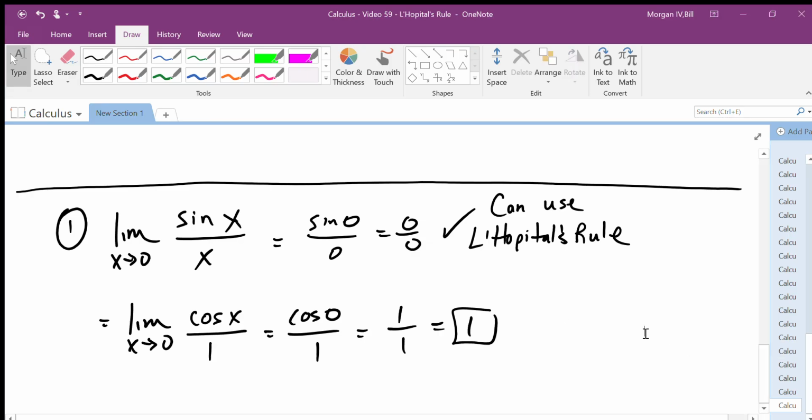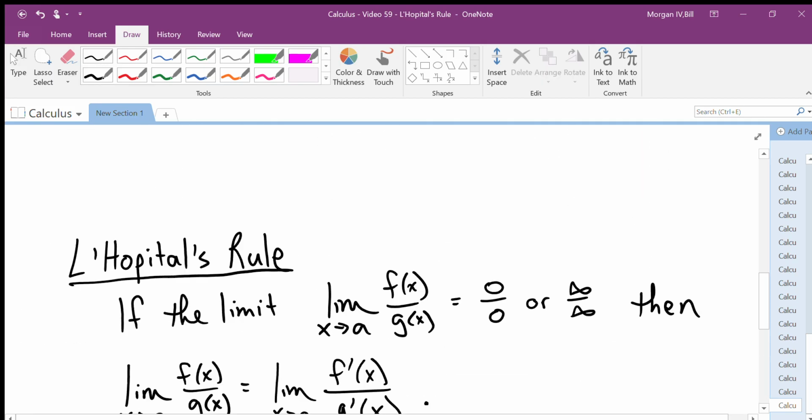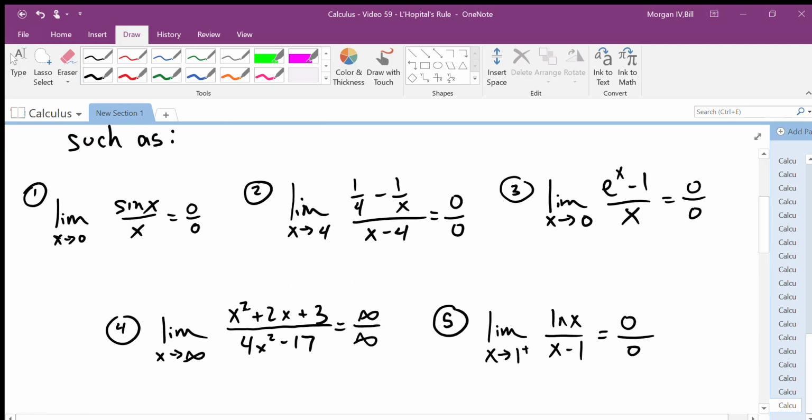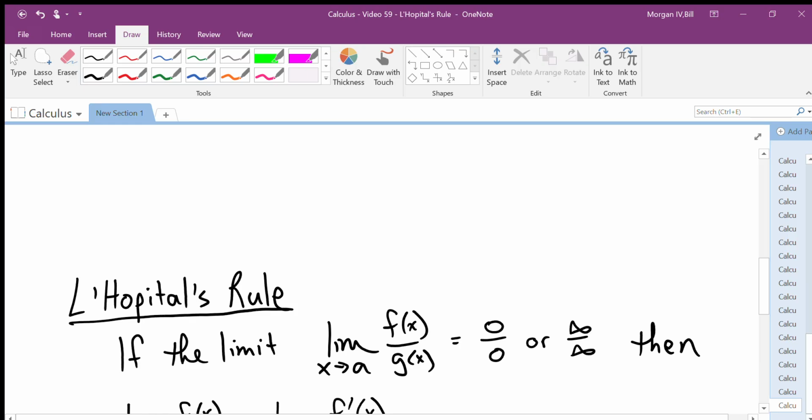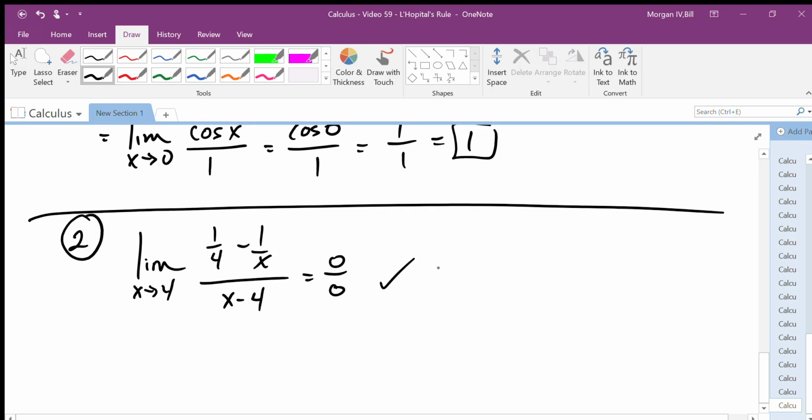Okay, let's do another one. Number 2 is the limit as x goes to 4 of 1/4 minus 1 over x, over x minus 4. I've already done the plugging in to get 0 over 0, but it's good to make sure we're doing that each time. We're always trying direct substitution first. 1/4 minus 1/4 is 0. 4 minus 4 is 0. We can use L'Hopital's rule.